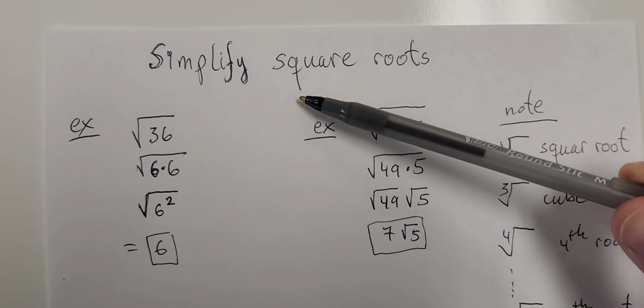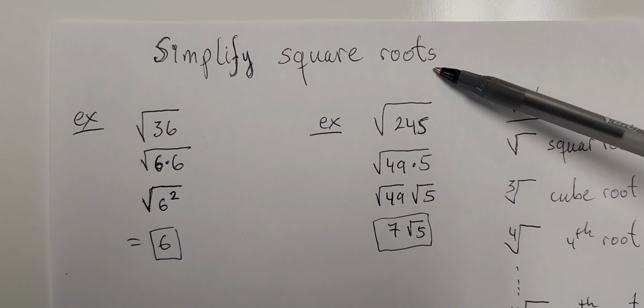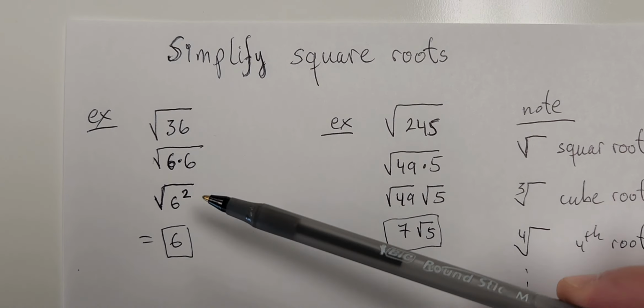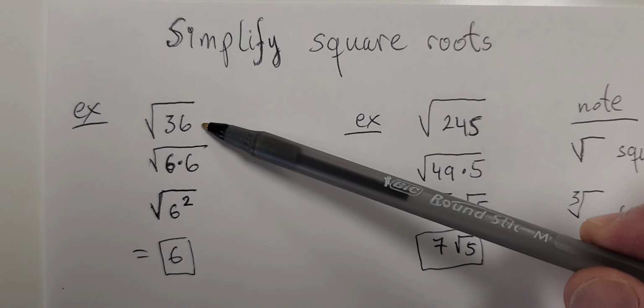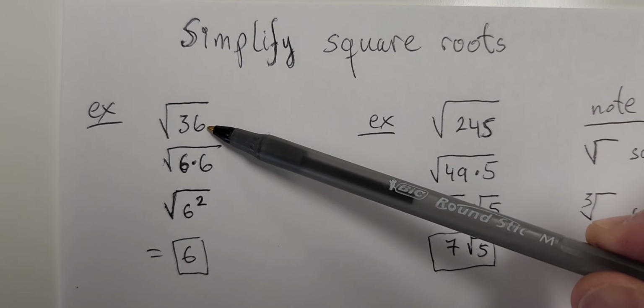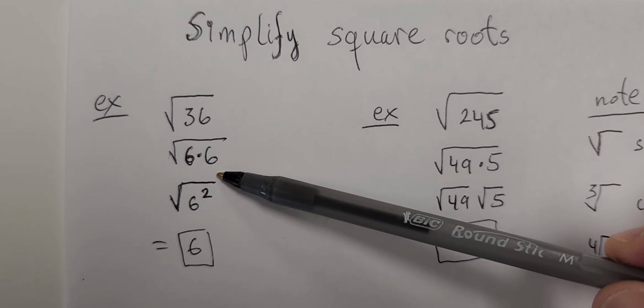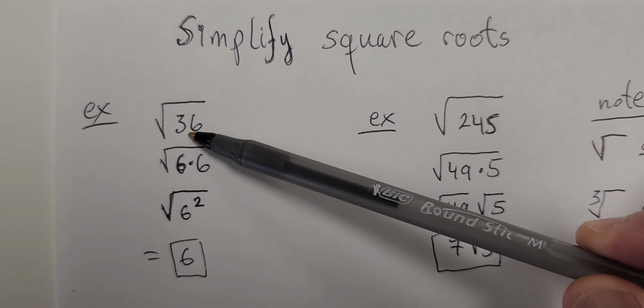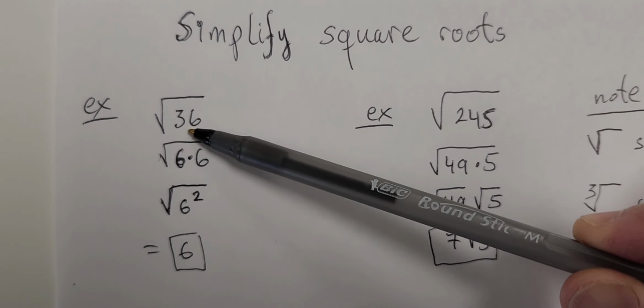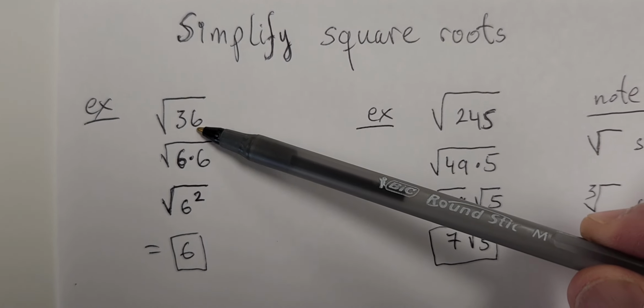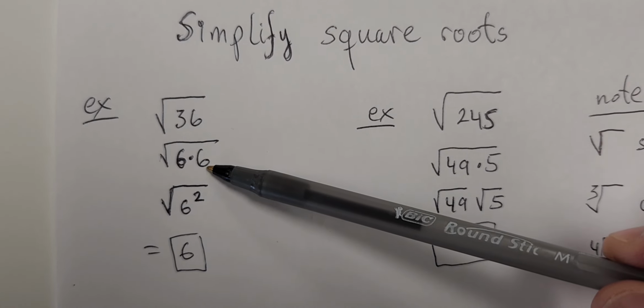This lesson is simplify square roots. Here we have an example, square root of 36. What two numbers give me 36, but they must be the same? One more time. What two numbers multiply to give me 36, but they must be the same?